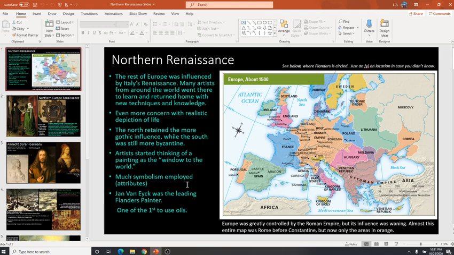Basically, the Northern Renaissance is the rest of Europe that's being influenced by the Italian Renaissance. The majority of the High Renaissance occurred in Italy, but the rest of the world is influenced by those artists in great part because many people are flocking to Italy to learn to be artists and then going back to their country of origin and applying those skills to their own culture and their own life experiences.